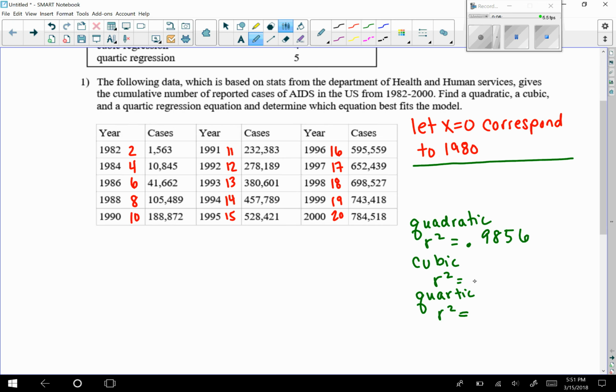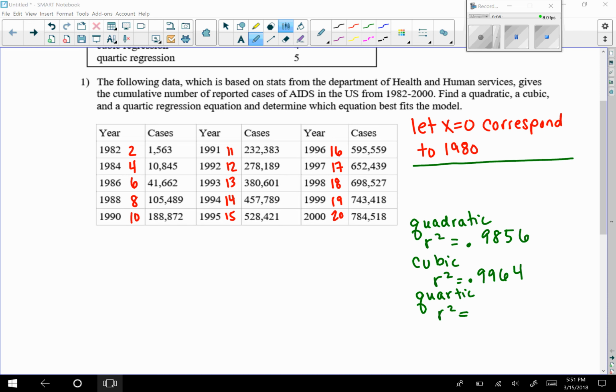So let's go back to here. 0.9964. Notice that that is even closer to 1 than our quadratic, so that means that this is going to fit our data even better.